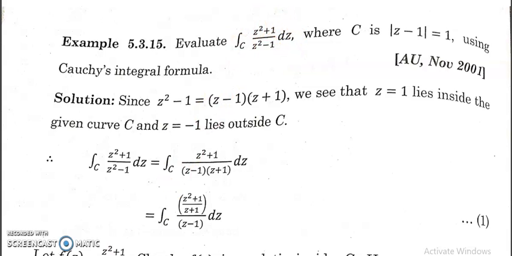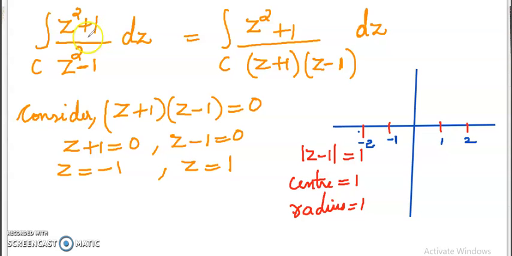We consider the integral over C of (z square plus 1) by (z square minus 1) dz. So this is our question. You see, the denominator is of the form a square minus b square. What is a square minus b square? A plus b into a minus b. So this denominator can be split as z plus 1 into z minus 1. This 1 is nothing but 1 square. So a square minus b square, a plus b into a minus b, becomes z plus 1 into z minus 1.